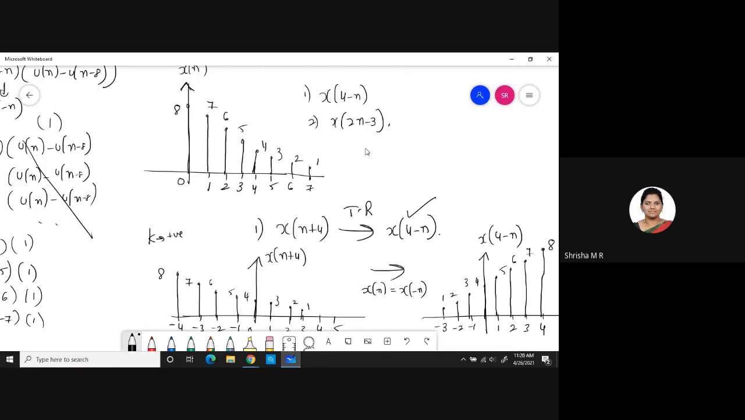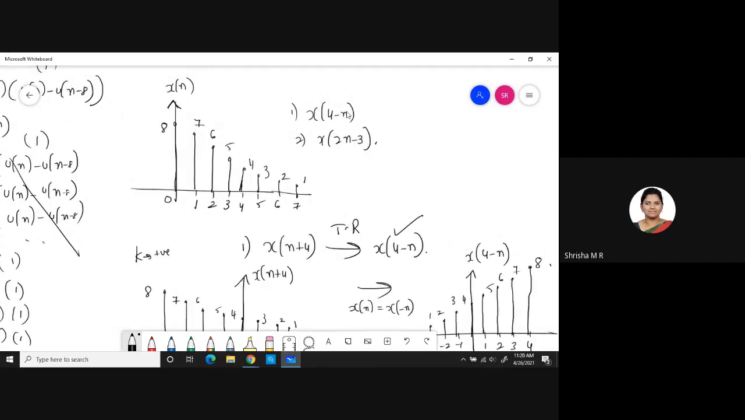So how do we plot x of 4 minus n? You have x of n plus 4. First you have to do shifting, then time reversal. So plot x of n plus 4, then take the time reversal of that to get x of 4 minus n. So do first n plus 4, then time reverse that to get x of 4 minus n.